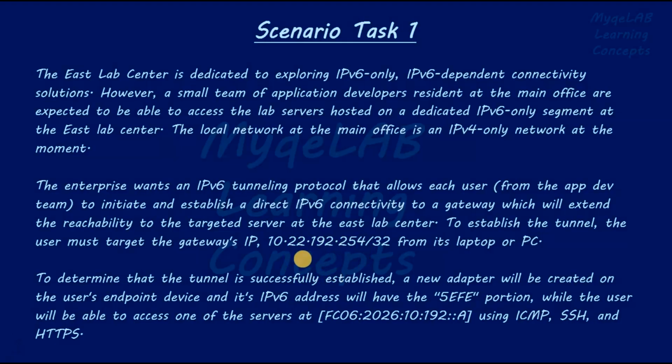What they want in addition to this is that the moment a success happens in terms of the establishment of that tunnel, a new adapter will be created on the developer's device, and that adapter will automatically acquire an IP address, which is an IPv6 address. Thereafter, that developer will be able to connect to one of the servers in that lab center. Now, when the IP address is being acquired, it will also have this string in some portions of that IP on the application developer's laptop. And that's all that we know.